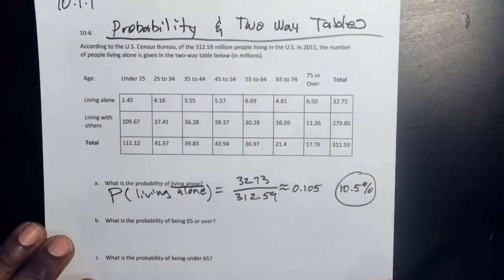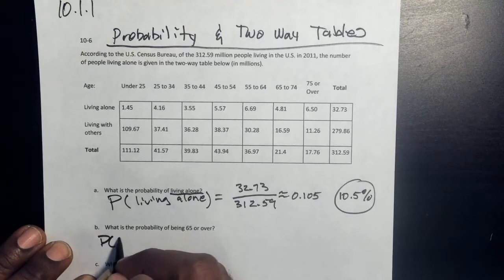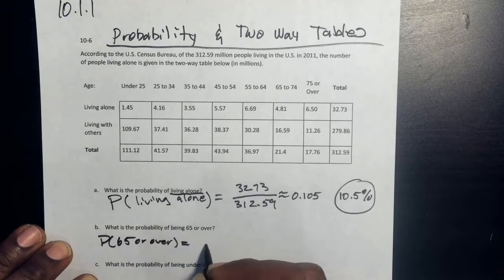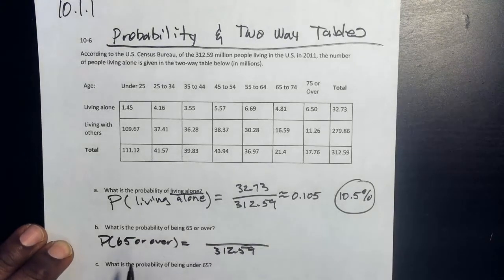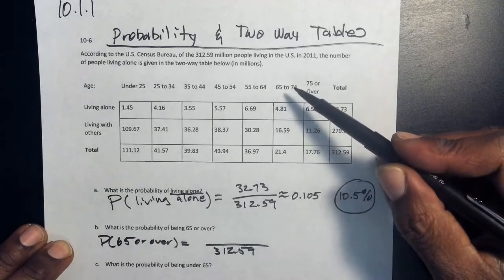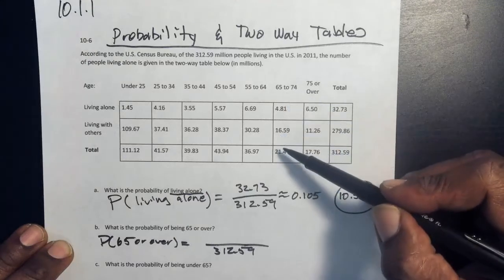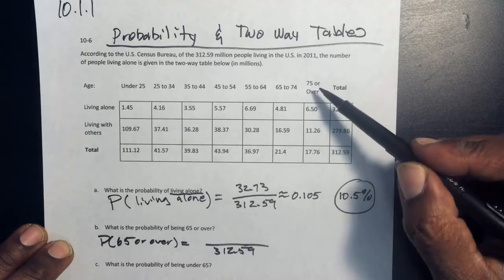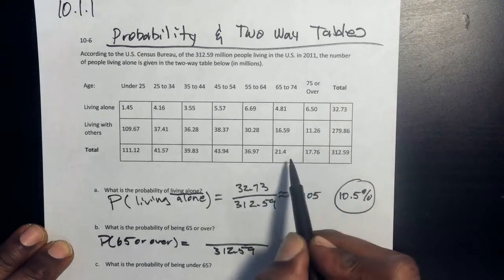All right, take a look at this next case. What is the probability of being 65 or over? Now, we're still looking at the same 312.59 million people. But in this case, 65 or older, we can see that this is going to come from two different columns here. Here's the total number of people between 65 and 74, that's 21.4 million. And then 75 or over. So we need to add both of these columns together.